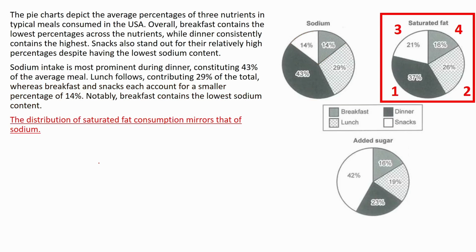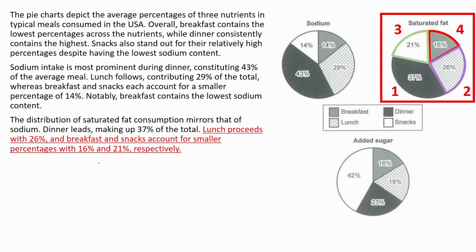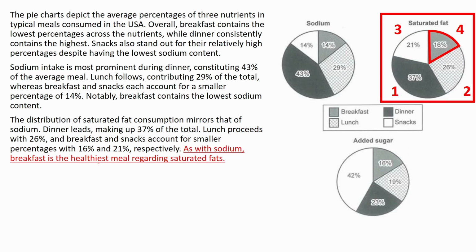Now let's get to saturated fat in that order. The distribution of saturated fat consumption mirrors that of sodium because it's very similar to that, right? Dinner leads, making up 37% of the total. Now lunch and the rest of that. Lunch proceeds with 26%, and breakfast and snacks account for smaller percentages with 16 and 21 respectively. This part is very similar to, let's say, sodium. I will mention breakfast as well. As with sodium, breakfast is the healthiest meal regarding saturated fats.